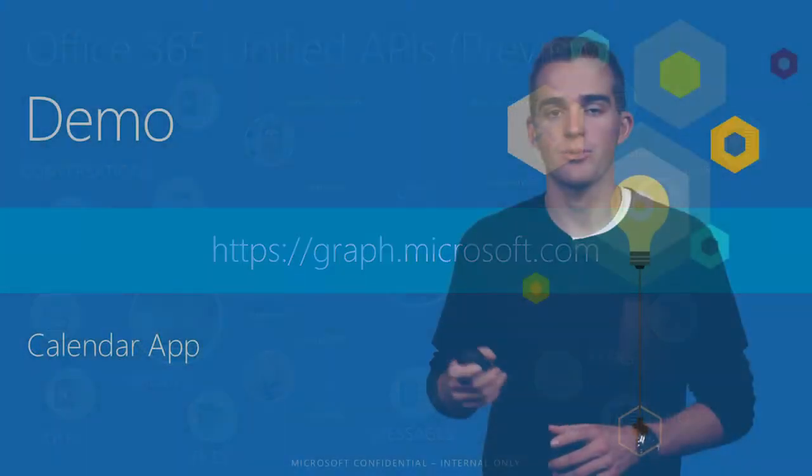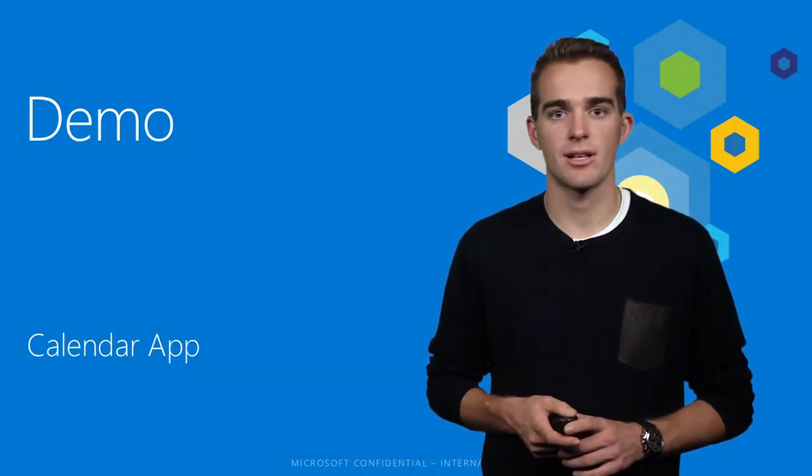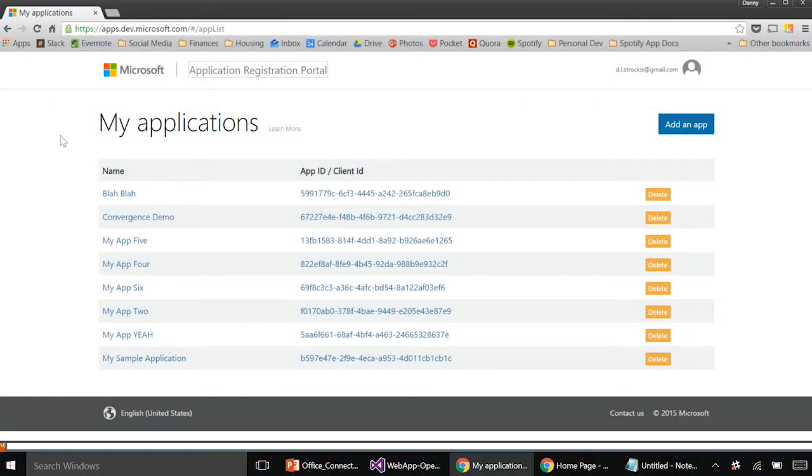I'd like to show you just how this works in a little web application I threw together, so let's have a quick look. The first thing you'll need to do when you want to integrate an application with App Model V2.0 is register an application with Microsoft. To do that, you'll come to apps.dev.microsoft.com, which is the new location for our application registration portal.